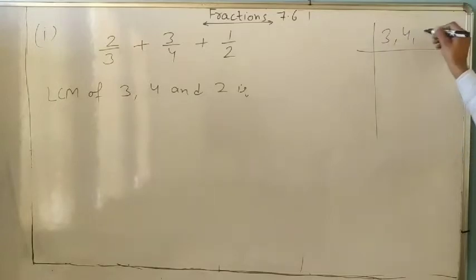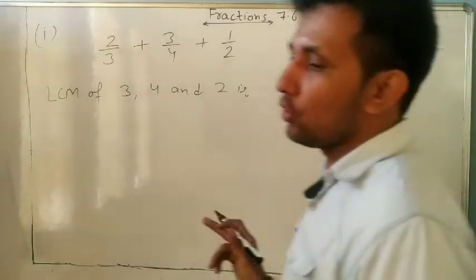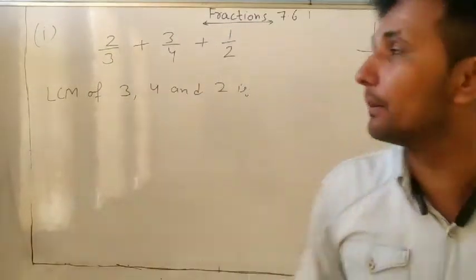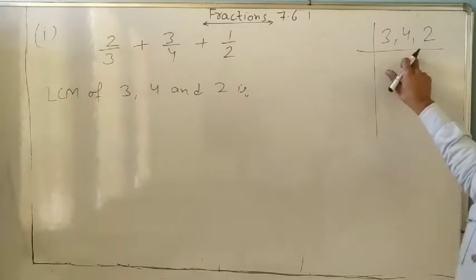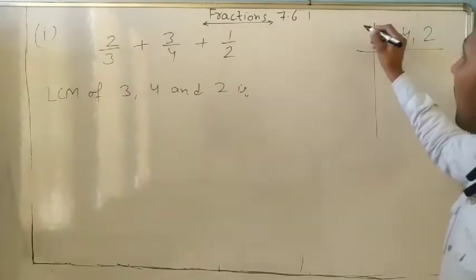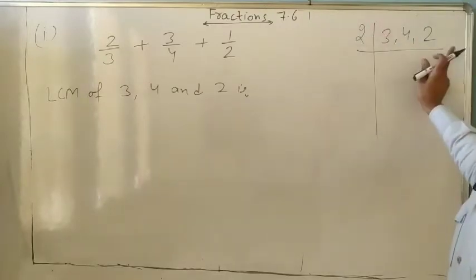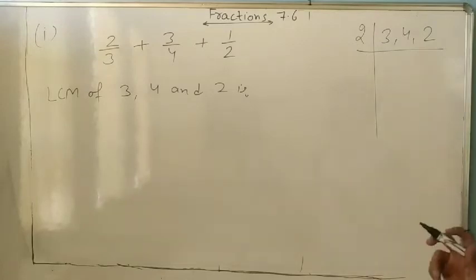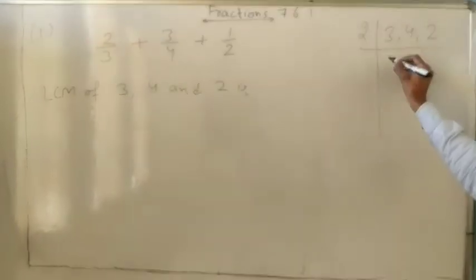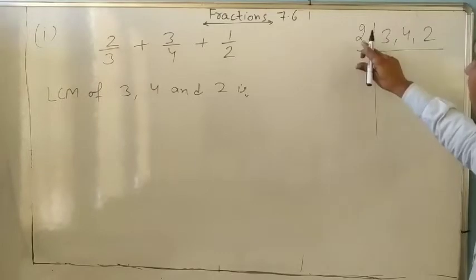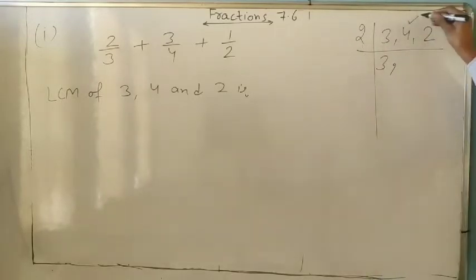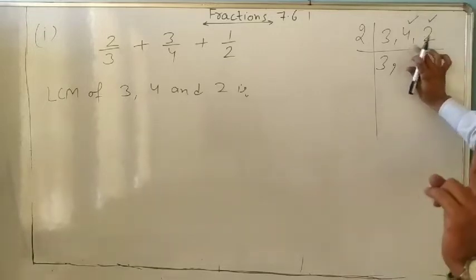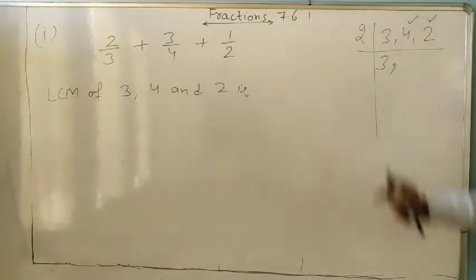Whenever there are more than 2 numbers, here how many numbers? 3. So we will divide by a prime number, which divides at least 2 numbers, at least meaning minimum 2. So 2, 3 as it is. Now here we observe 2 can divide 4 and 2 also. So we can divide by 2.